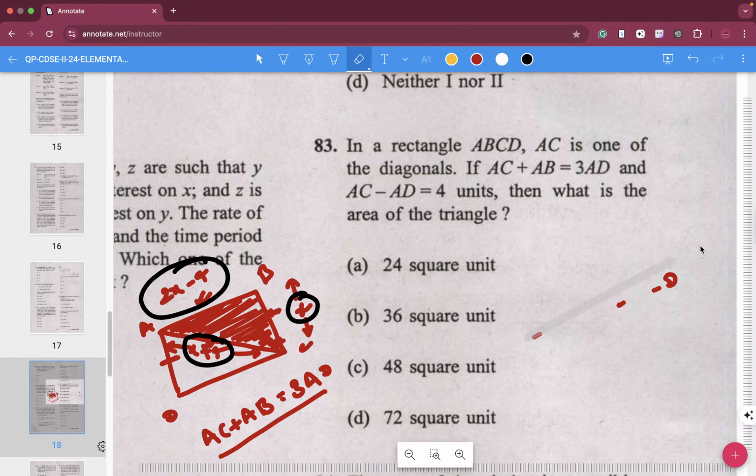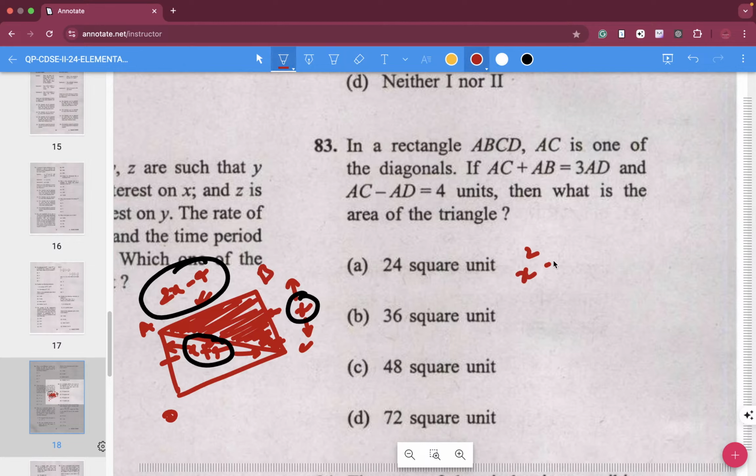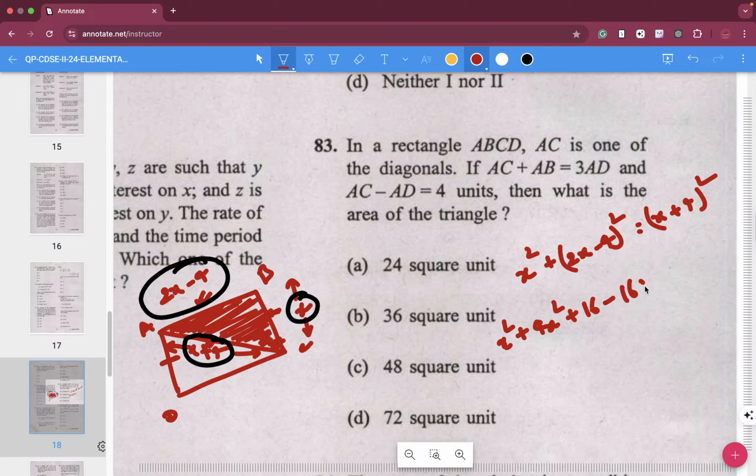If you apply Pythagoras theorem over here, we have 3 different sides and the hypotenuse, right? Which means x squared plus (2x minus 4) whole squared is equal to (x plus 4) whole squared. So which is x squared plus 4x squared plus 16 minus 16x is equal to x squared plus 16 plus 8x, right?